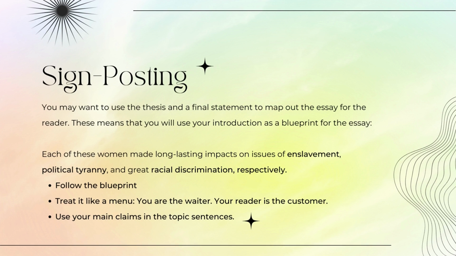Now, this lets your reader understand that all these topics don't apply to just one person, but they apply to them individually, or as we say, respectively. So this is your blueprint. And again, we treat it like a menu. You are the waiter, the reader is the customer. Use the main claims in this thesis statement. Use these claims inside of your topic sentences, we'll talk about next, but make sure that you actually deliver, okay? That you deliver on enslavement, political tyranny, racial discrimination as it regards to Harriet Tubman, as it regards to Emma Goldman, and as it regards to Mahalia Jackson.